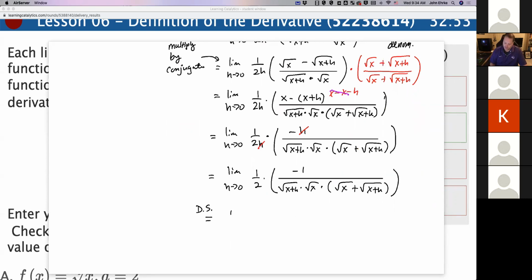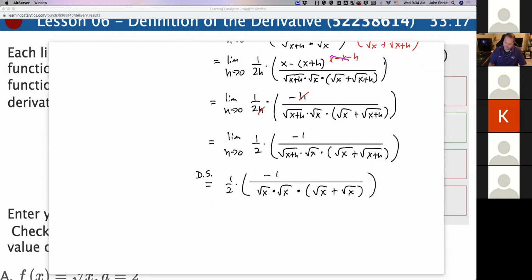So if I do that, I'll get 1/2 times -1 over, substituting in h equal to 0, square root of x plus 0 times square root of x. So I got square root of x times square root of x. In this piece, I've got square root of x plus square root of x. So square root of x times square root of x is just x. And then here I've got square root of x plus square root of x, so that's 2 square root x.